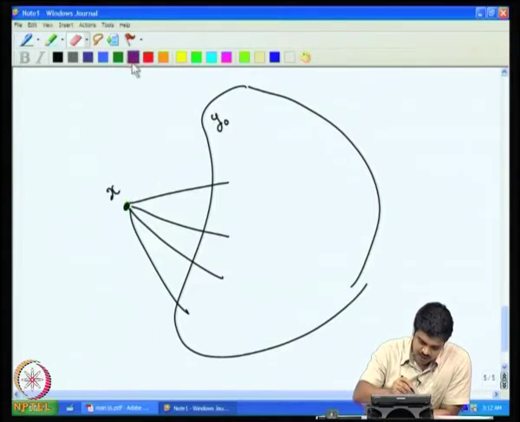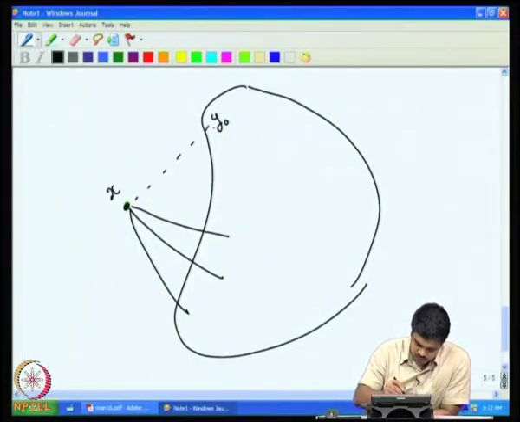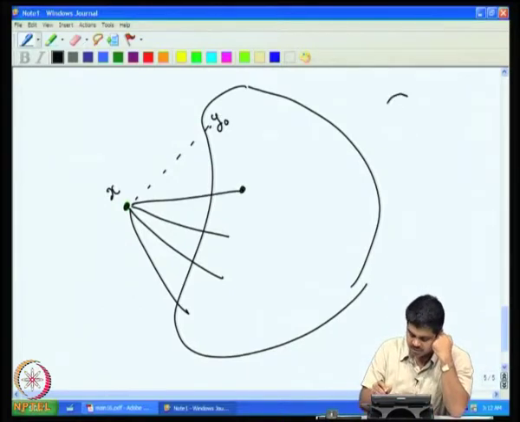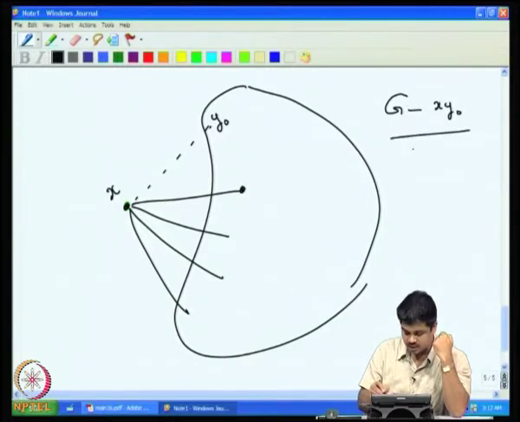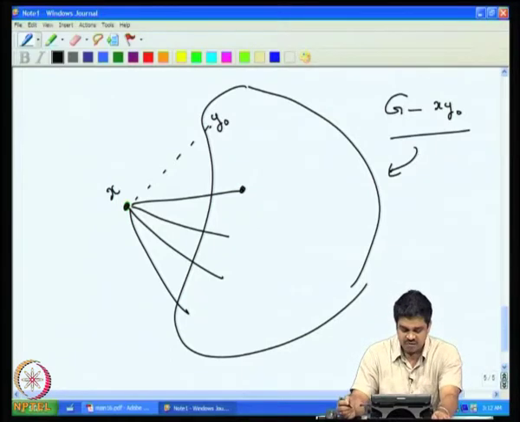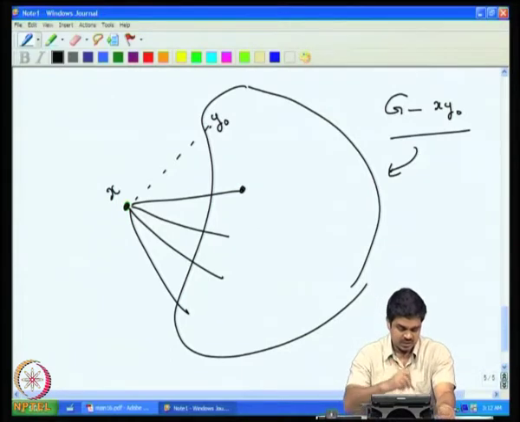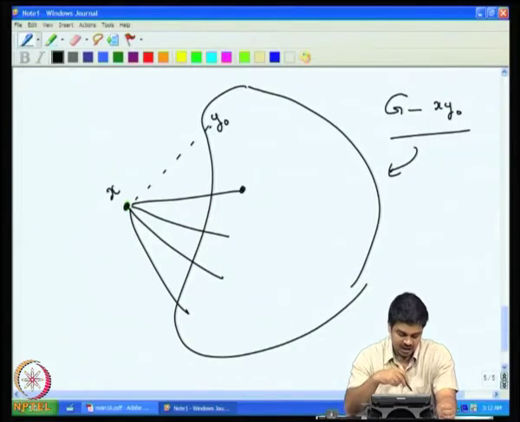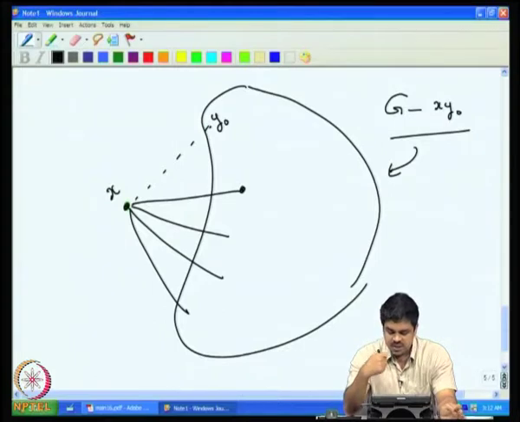When this is removed, so now it is G minus xy0. This one does have a coloring using delta plus 1 colors. The question is, can we extend that coloring to G? That means, can I somehow find a color for xy0 also from the used delta plus 1 colors?